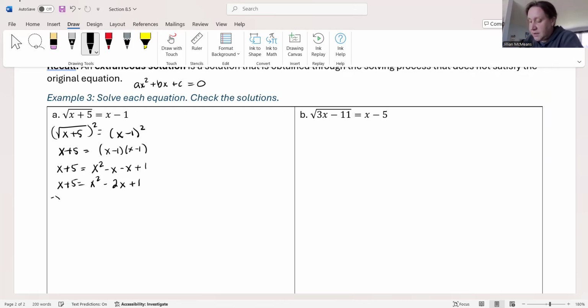So I'm going to subtract an x, and then I'm going to subtract a 5. So x minus x is 0. 5 minus 5 is 0, so my left-hand side is 0, which is good. And then on the right-hand side, I have an x squared. Then I have 2x minus x, so that's x. And then I have 1 minus 5, which is negative 4.